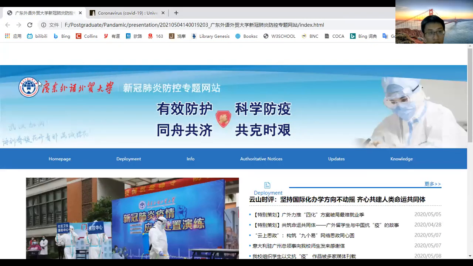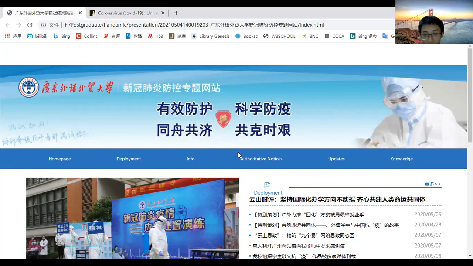The first one is the pandemic section of Guangdong University of Foreign Studies. As we can see, the navigation soon summarizes all of the information here, and it includes 6 categories. The first one is homepage, and the second one is deployment, which is mainly about the measures taken by the university to fight against the pandemic. And the info page is mainly about the resources provided by the university to their faculty and their students.